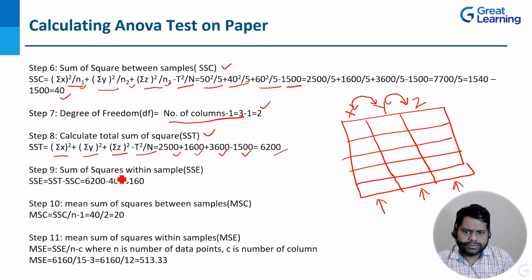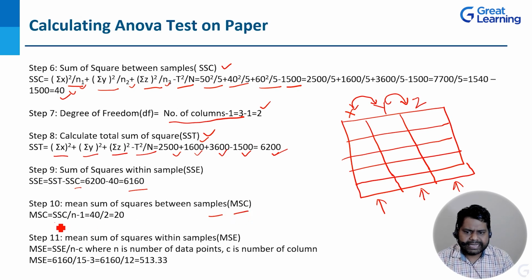Now let's calculate the sum of squares within the sample, or the error factor. When we are calculating the sum of squares within the sample, that is nothing but inside the sample. The formula for this is SST minus SSC. So we have calculated our SST as 6200. Our SSC is nothing but 40. So this becomes 6160.